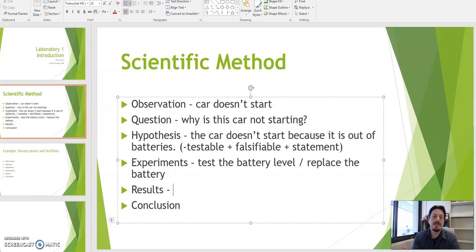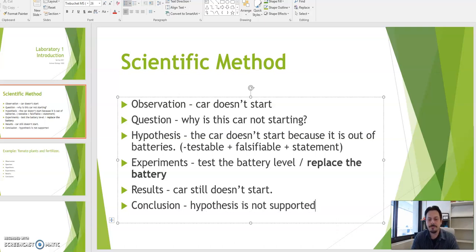The results in this case, this example, let's say that you replace the battery. So you decide to go buy a new battery for $90 and you replace it. And unfortunately, the car still doesn't start. Bummer. So you're out $90, car doesn't start, late for class, freaking out. What are you going to do next? You're going to make a conclusion. And that conclusion is that your hypothesis is not supported. The reason that the car isn't starting is not because of the battery, it's probably because of something else.